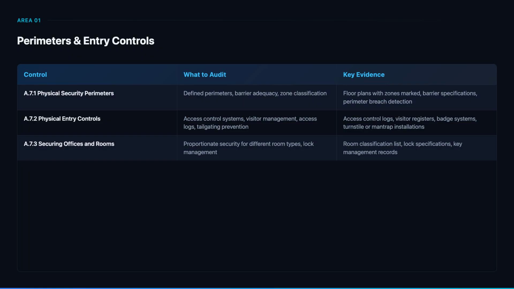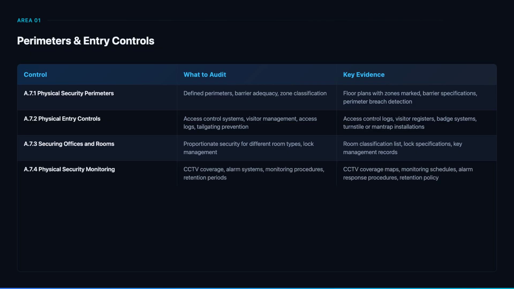For A.7.3, verify that physical security is designed and applied for offices, rooms, and facilities based on the sensitivity of what they contain. Server rooms need stronger controls than general offices. Key evidence includes a room classification list mapping rooms to security requirements, lock specifications and key or card management records, and evidence that room security is reviewed when usage changes.